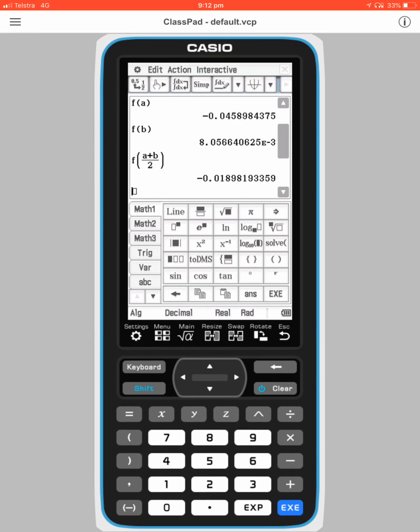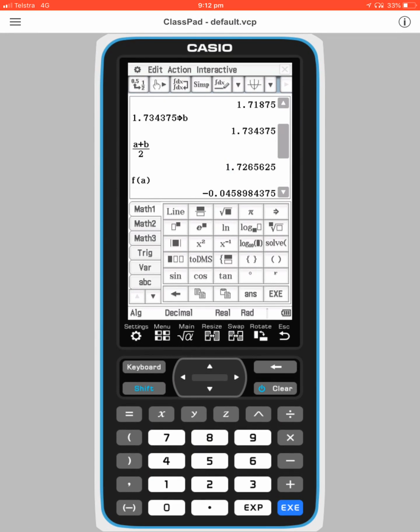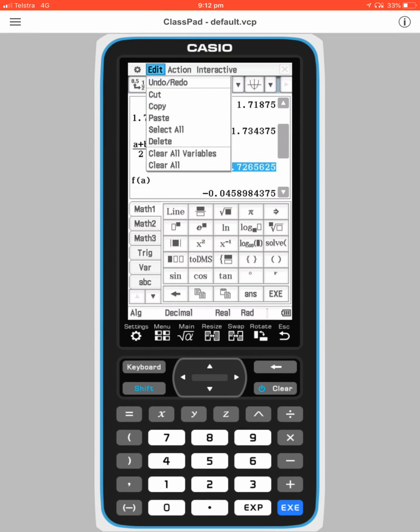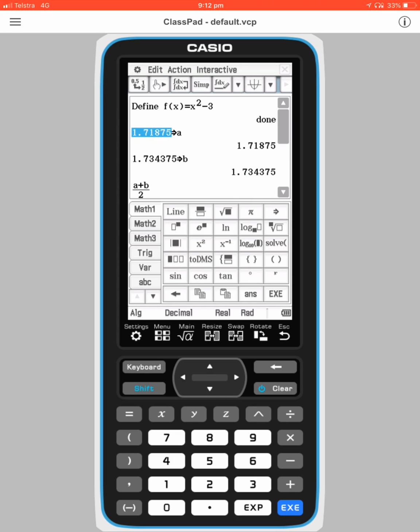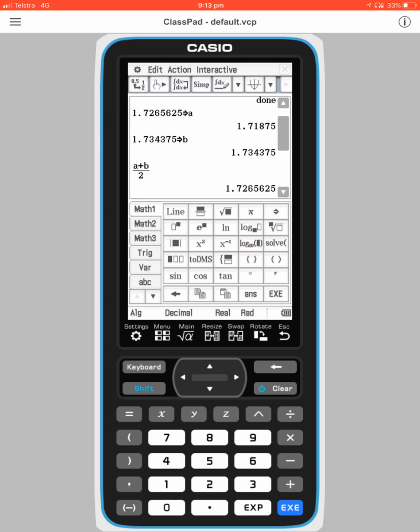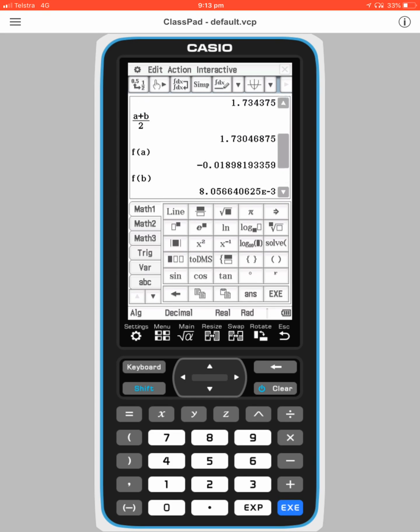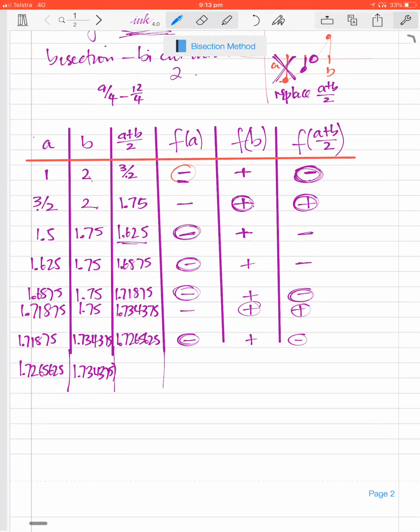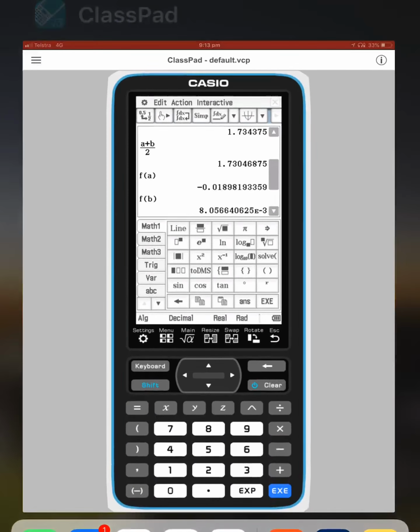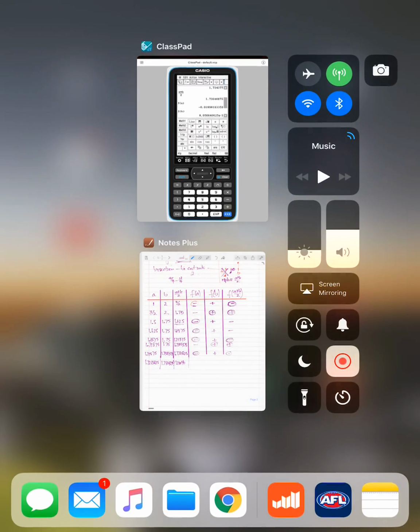Because it was negative, we're replacing A. So we grab that, edit, copy, paste it here, edit, paste, edit, paste. So right away, 625. Enter. Okay. 1.73046875.